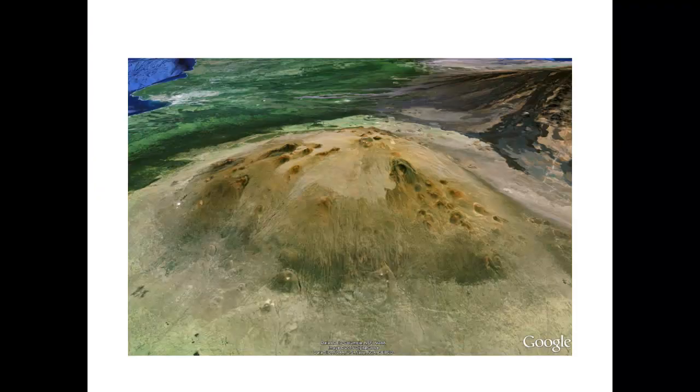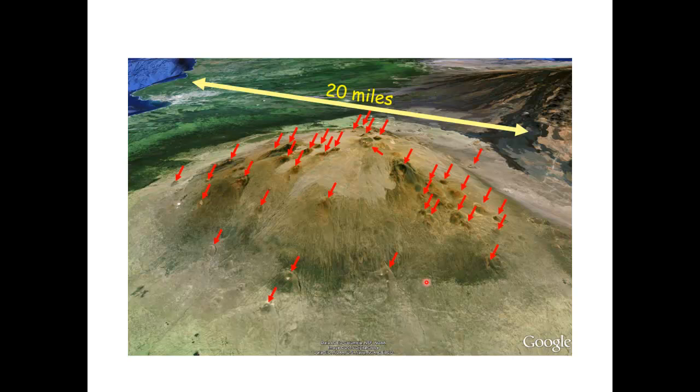Cinder cones are relatively small volcanic features. To demonstrate this, here I've shown a Google Earth image of the shield volcano of Mauna Kea on Hawaii. And the surface of this shield volcano is peppered with zillions of little cinder cones. And you can just see how much smaller they are than the large mass of the shield volcano, which is over 20 miles across.